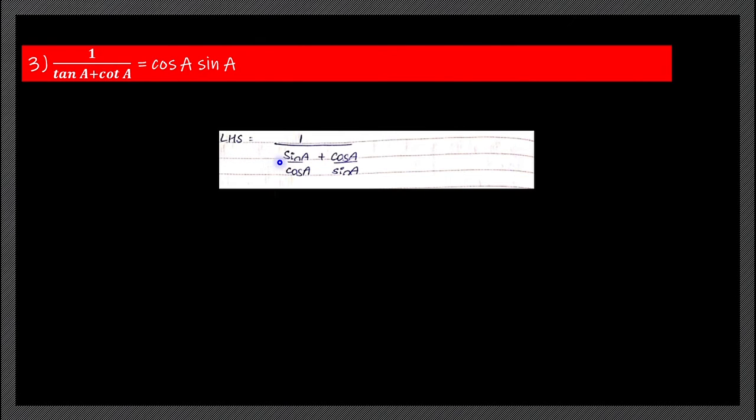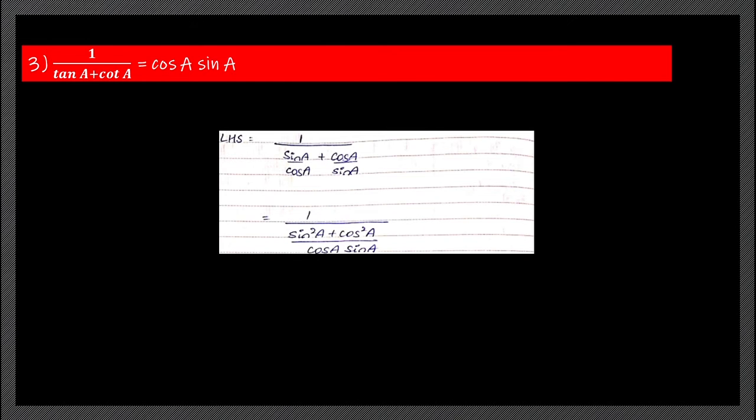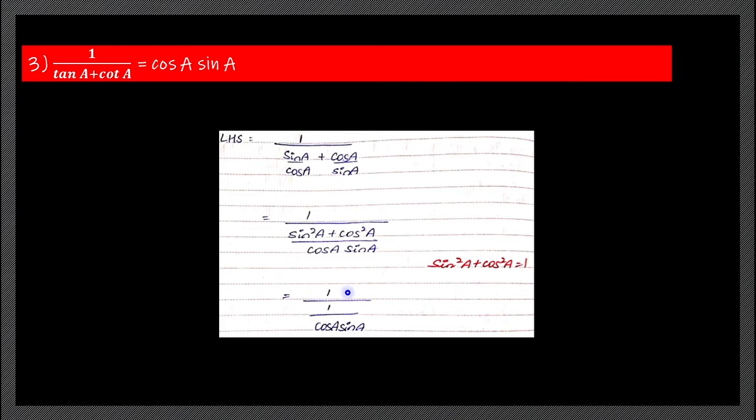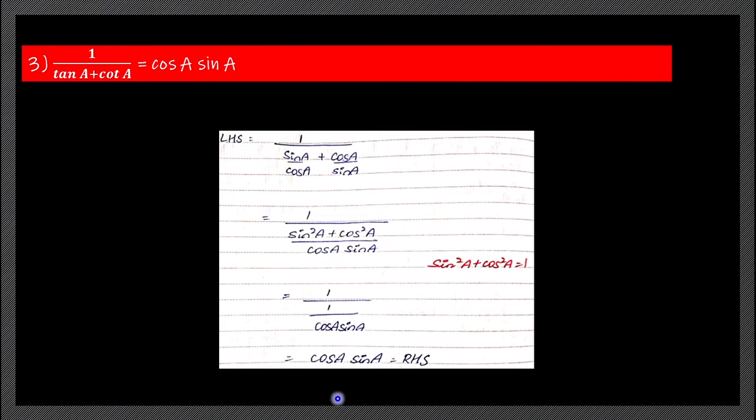LHS equals 1 divided by sin a by cos a plus cos a by sin a. So this is using our quotient relations. Let's take the LCM at the denominator. We will be getting 1 divided by sin square a plus cos square a, all divided by cos a sin a. We know that sin square a plus cos square a equals 1. So 1 divided by 1 by cos a sin a. Upon taking the reciprocal, we end up getting cos a sin a, which is equal to our RHS. So we have got the expected result.